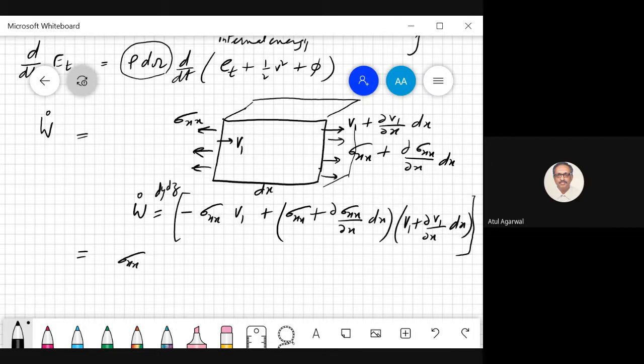What you will get is sigma xx multiplied with del V1 by del x. Similarly, plus del sigma xx by del x into V1. And the multiplication of these two higher-order terms gives a dx square, which is of a much smaller order, so you can neglect it. And this entire thing gets multiplied by dx dy dz.